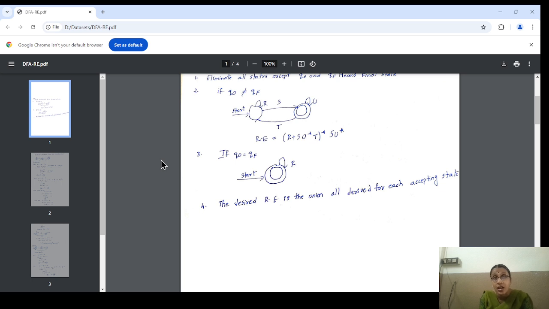One is the start state and the other is the final state. And we have to use R, S, U, and T. So we have to apply the formula R plus S into U star into T whole star into S into U star. If Q0 is not equal to the final state. Sometimes in the DFA diagram, the start state and final state are the same. In that case, we take Q0 not equal to QF. So the desired regular expression is the union of all expressions derived for each accepting state.